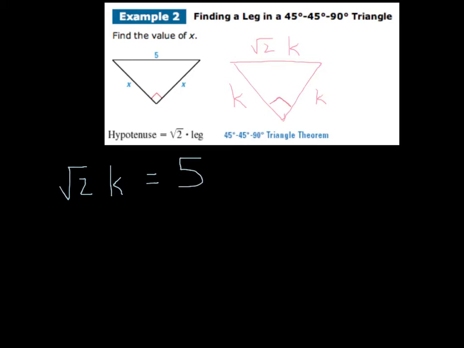Now I just need to solve for k. Once I have the value of k, that's equivalent to the value of x. So I'm going to divide by radical 2 on both sides. And k is simply equal to 5 over radical 2.